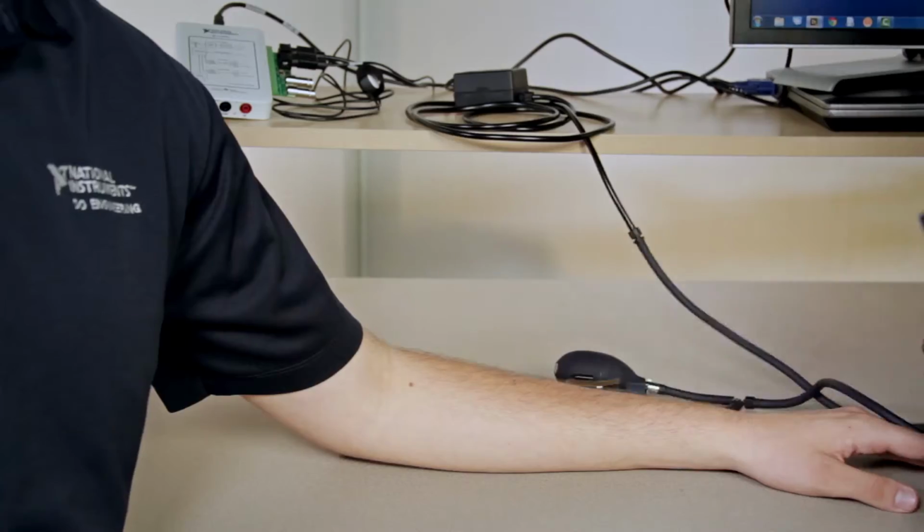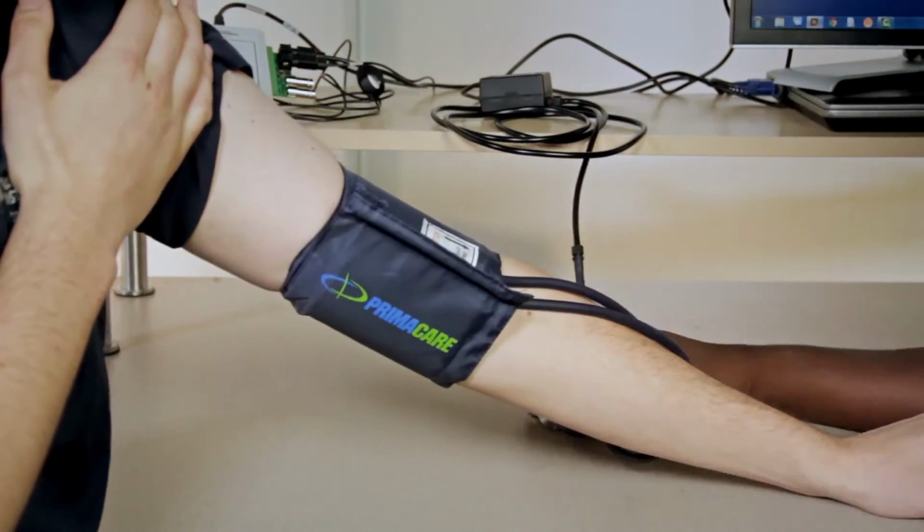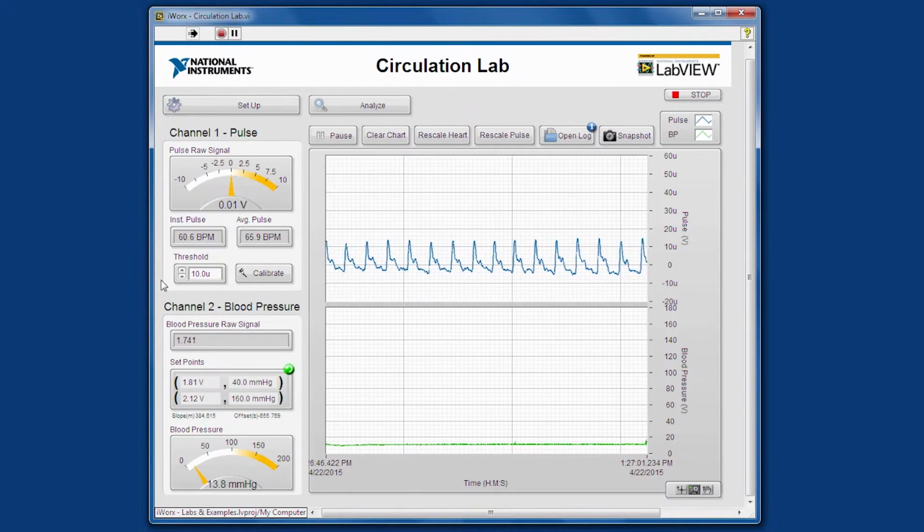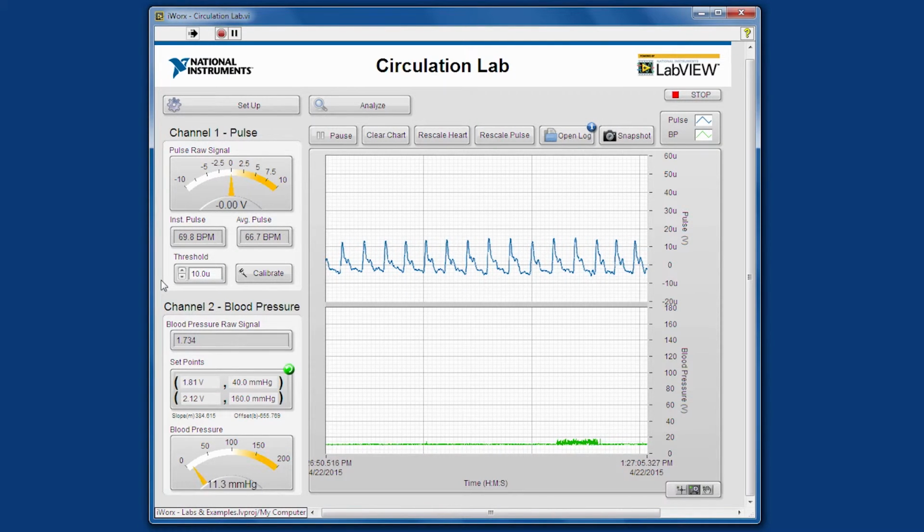To start my experiment, I'm going to need a test subject. Now what we have to do is hook the blood pressure cuff up to his arm and the pulse sensor to his finger, and we can start taking some data. So the two signals that we're acquiring are going into our virtual instrument written in LabVIEW. Now we can see that our test subject still has a pulse.